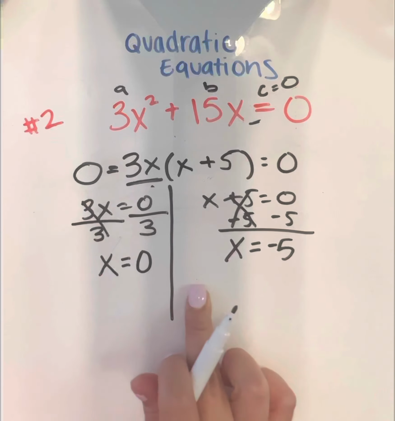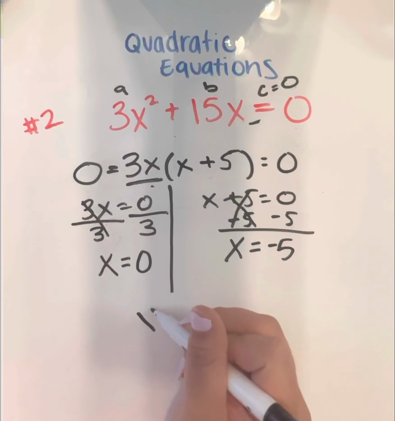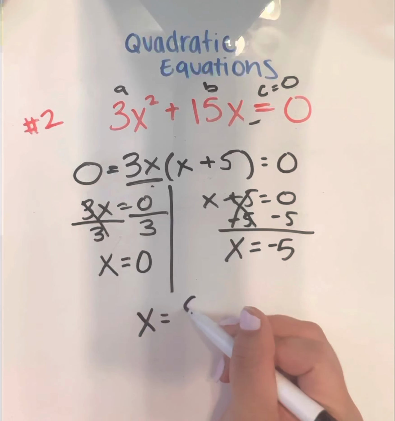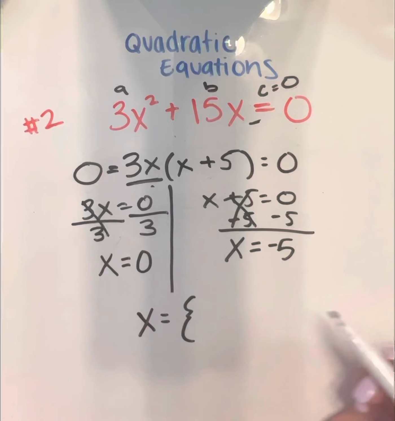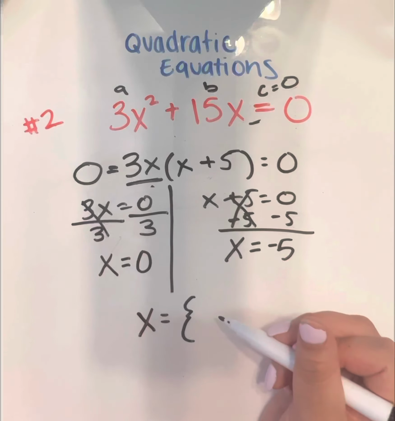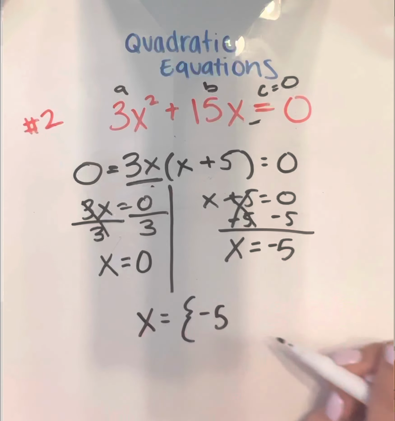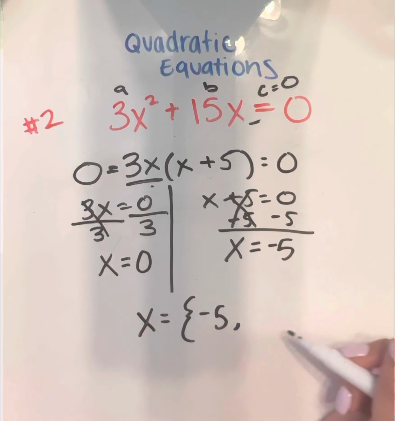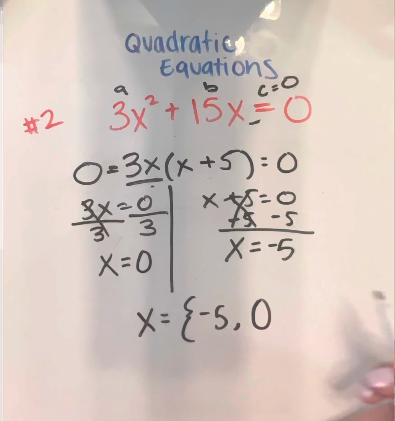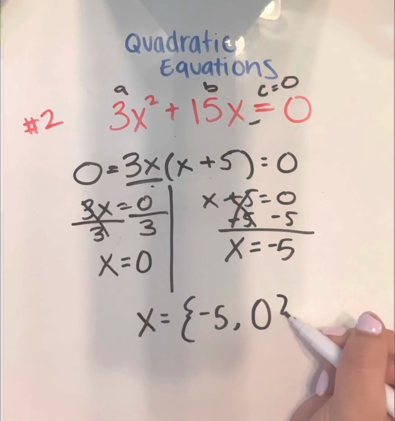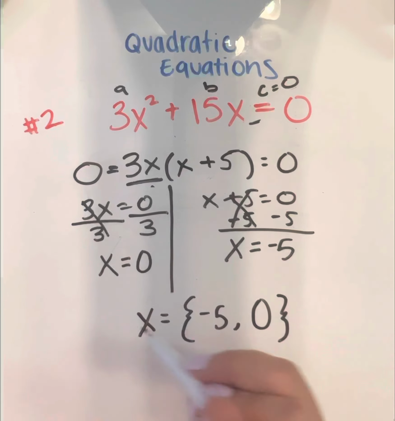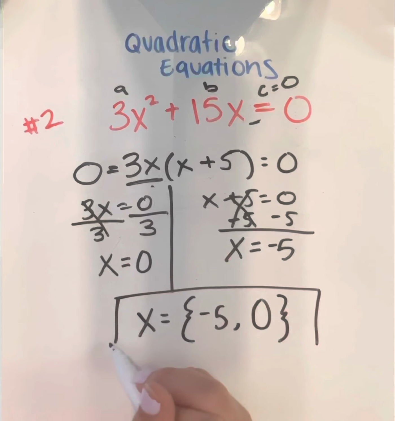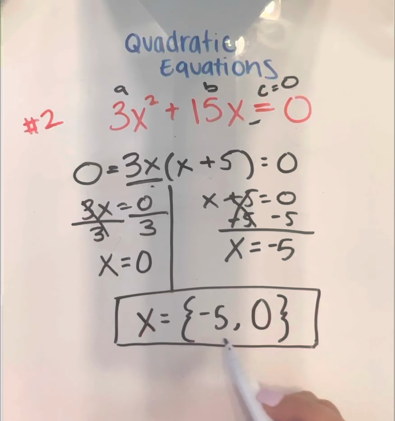We're going to go ahead and put it in the right form, which is x is equal to that curly bracket. Don't forget that curly bracket. And I'm going to put it in order from least to greatest. So we have negative 5 least, and then we have our comma, our next x value, which is 0, and we're going to go ahead and close it with our curly bracket. So our zeros, our x-intercepts, are negative 5 and 0.